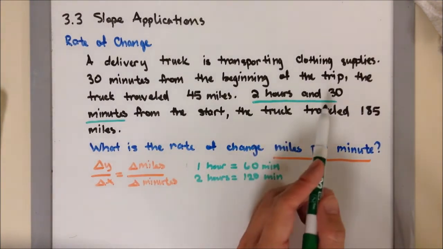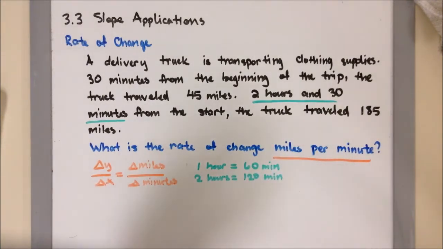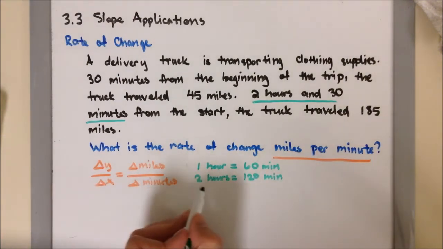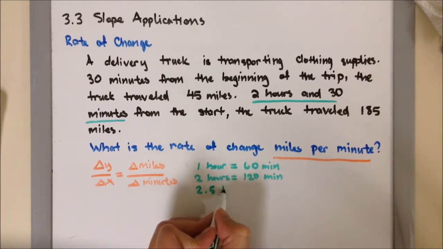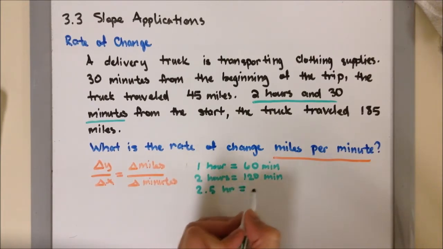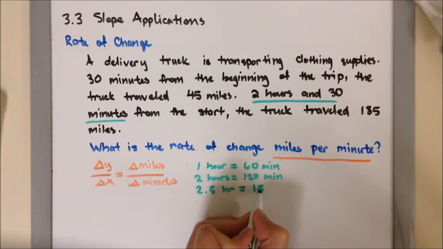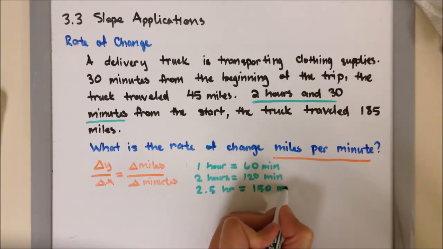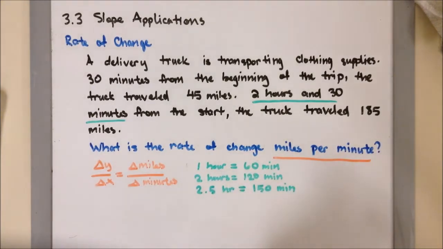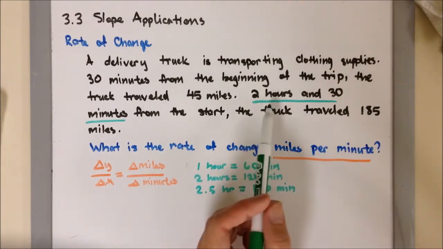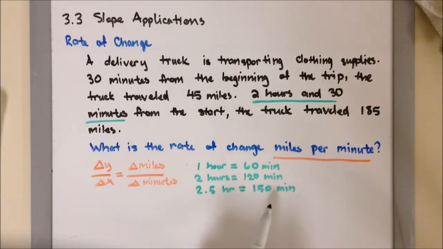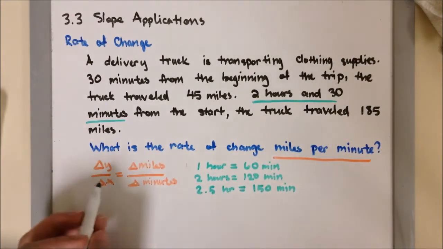So 2 hours and 30 minutes if you were to combine. So 2 hours, that's 120, combined with 30. So we could say that 2.5 hours is equal to 150 minutes. So 2 hours is 120 plus 30, 150 minutes. Alright, so going off on this, change in miles.